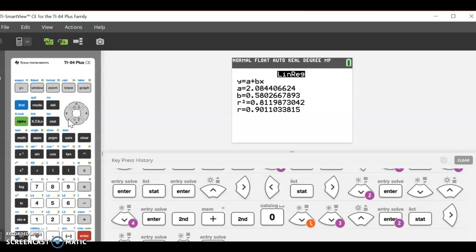Looking at the correlation of 0.9, that's a pretty good correlation. So that's a strong, positive, linear correlation. That's kind of what we're doing: trying to find whether it's a good fit or not so good fit for our data.